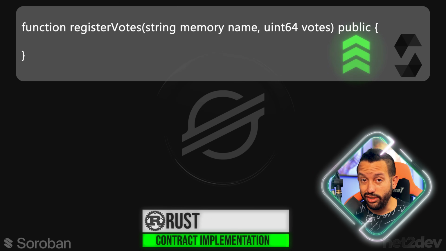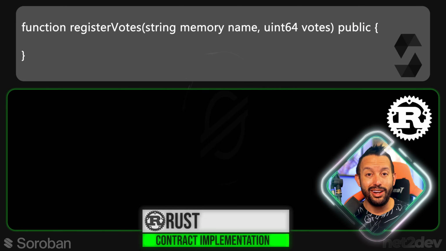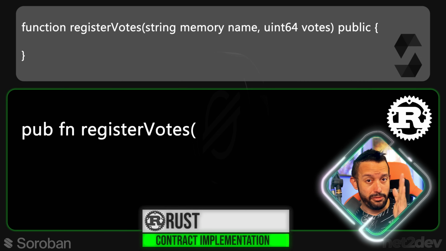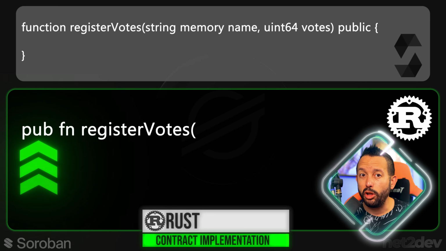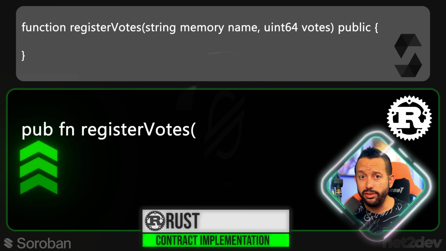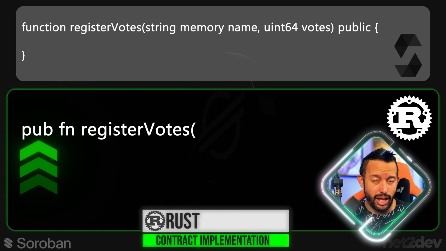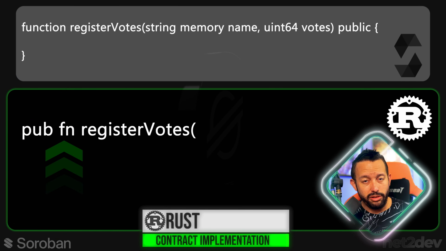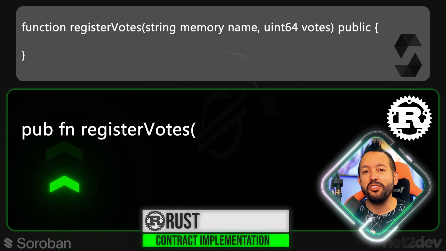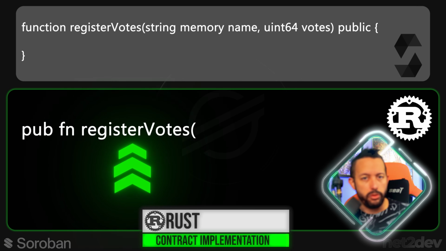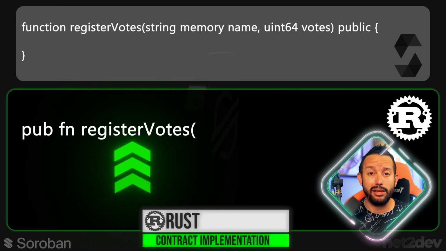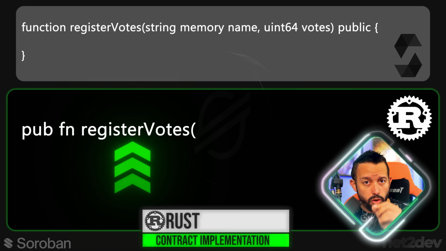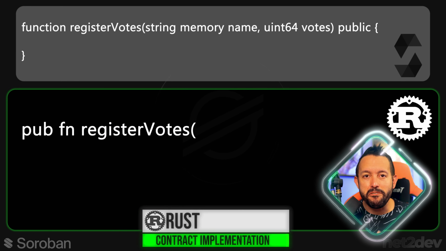However, in Rust, we define the function visibility first. That means that if it's going to be public, meaning that it's going to allow interaction outside of the contract environment, outside of the contract state, I have to define pub, then fn as in function, then the function name. As an example here, the function name is defined as register vote. After that, we have to pass the environment.